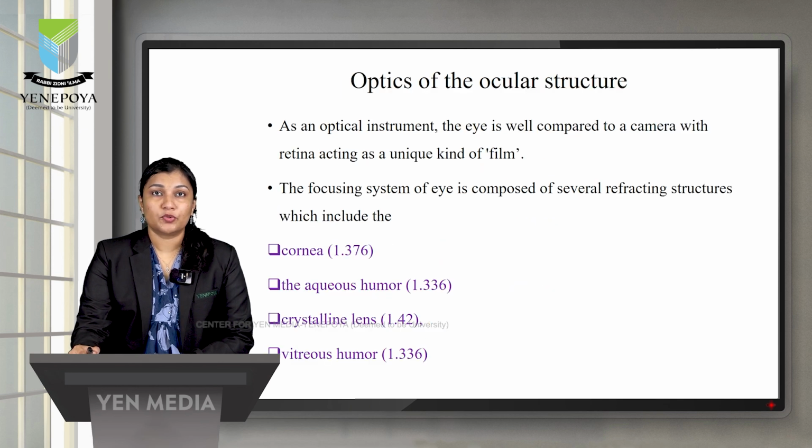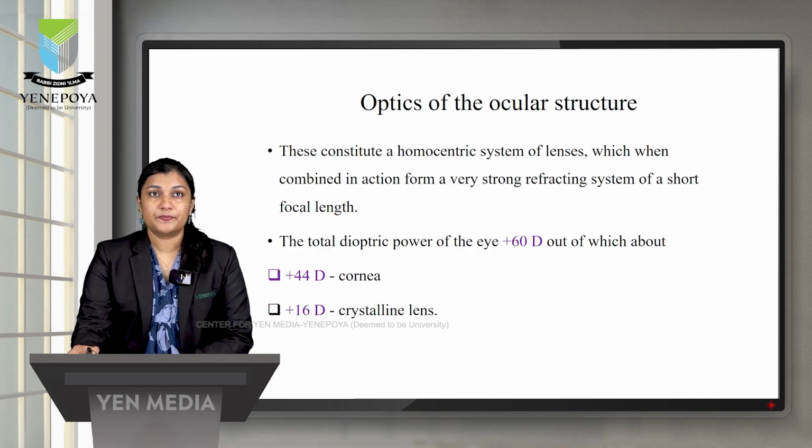As an optical instrument, the eye is well compared to a camera, with the retina acting as a unique kind of film. The focusing system of eye is composed of several refractive structures, which include cornea having a refractive index of 1.376, aqueous humor 1.336, crystalline lens 1.42, and vitreous humor 1.336.